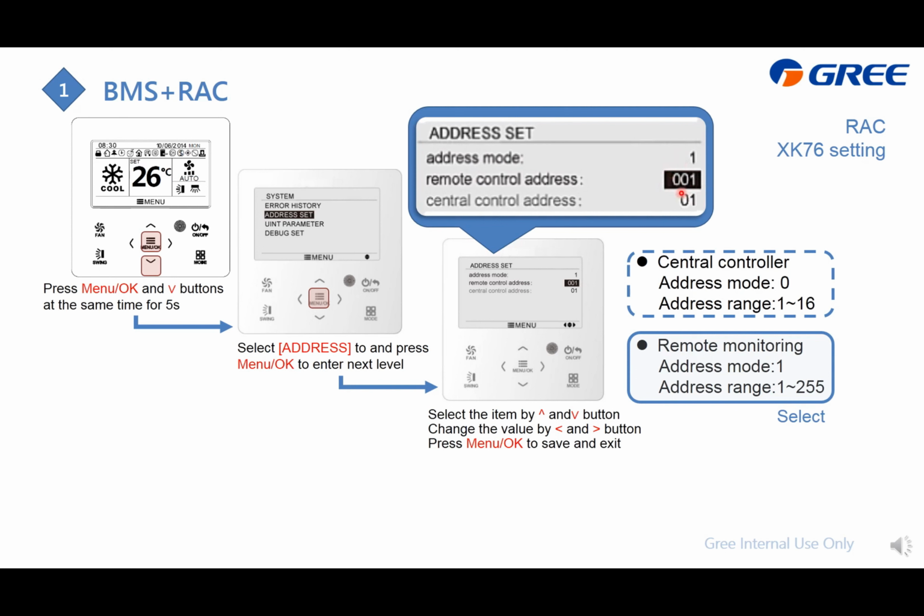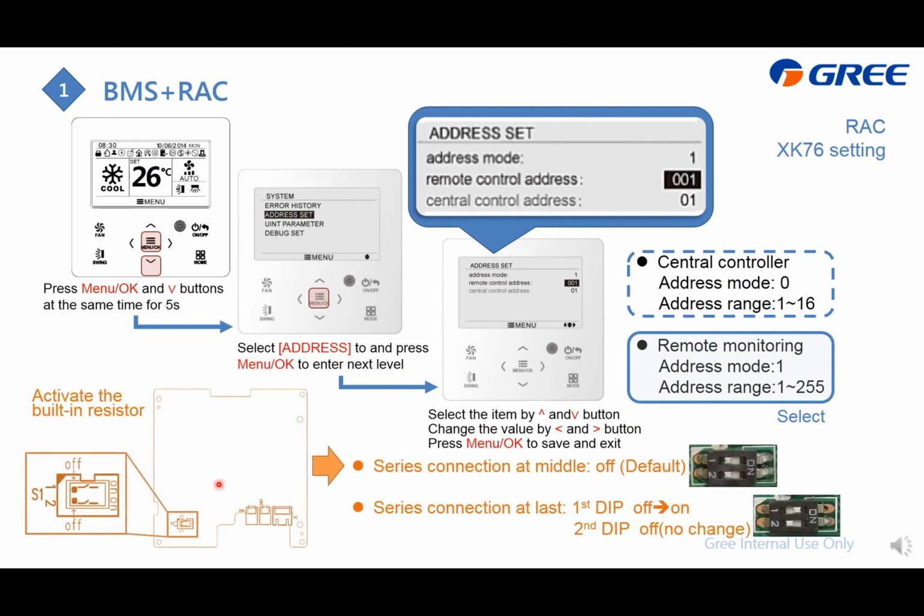And the last is to turn on or turn off the built-in resistor of this wire controller. We only require it if this wire controller, which is this SK76, is located at the last, at the tail. Then you need to make it like this, which is to turn on the first switch from off to on. It's okay.